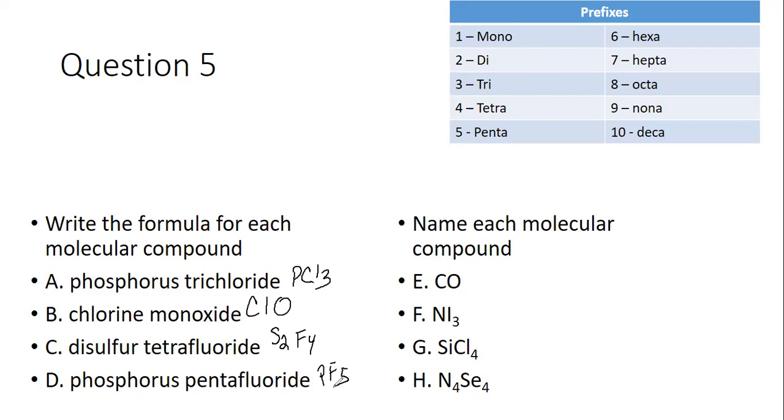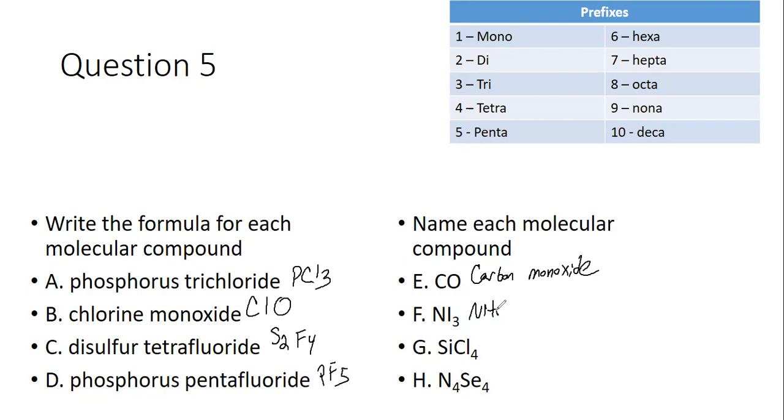So let's do the other side now. E is a molecule you've heard many times. That would be carbon monoxide, the thing that can poison you. Once you take biochemistry, I will tell you why it will poison you and kill you on a molecular level. But for now, we just need to know it is carbon monoxide.